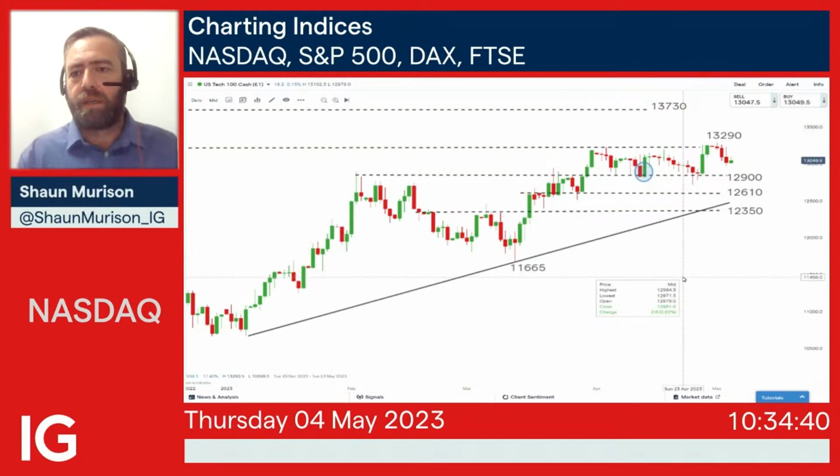That's a historic level, which does seem to have some relevance there. All right, moving over to some indices now, and starting off with the NASDAQ 100, the US Tech 100 as it's labeled on our platform.